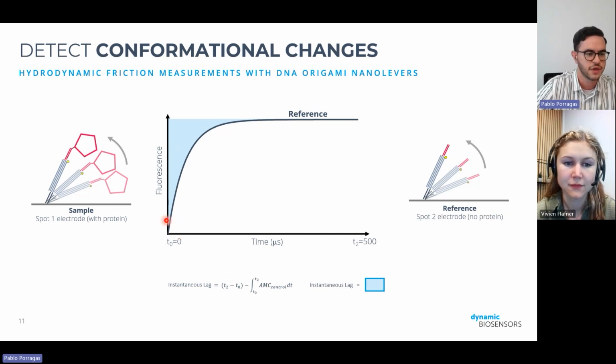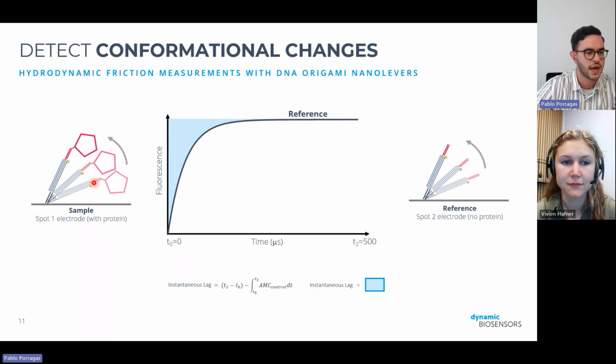And what that looks like, if we compare the integral from time 2 to time 0 of that theoretical nanolever that goes immediately up and stays up, we would get an area of essentially this entire plot here. Then if we subtract away the integral from time 2 to time 0 of this reference nanolever, we would get this equation that you see here, and we represent that as what we call the instantaneous lag. In other words, how much the nanolever itself is lagging behind a perfect system. And this is represented by the shaded blue area here.